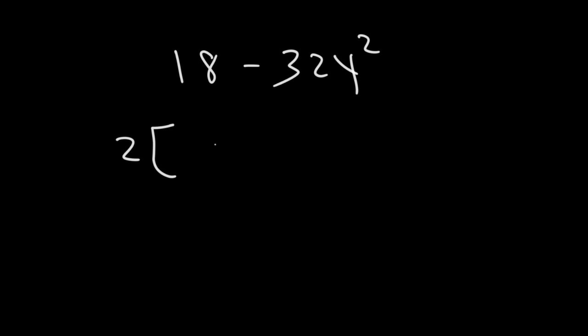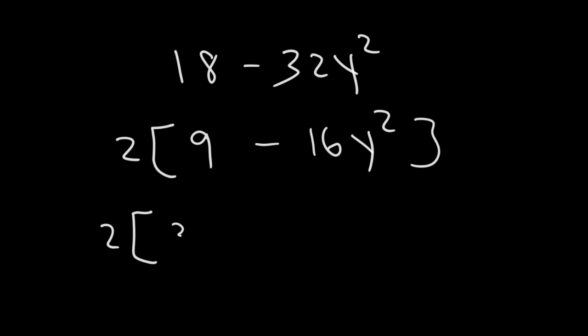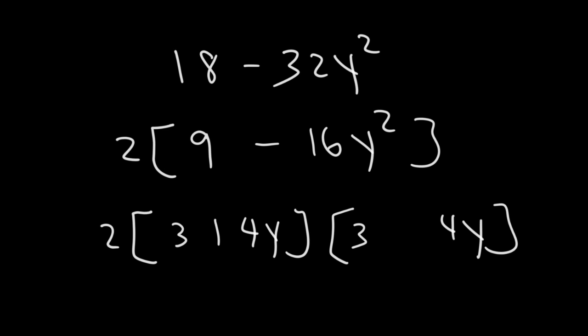For the sake of practice, let's try a similar example. Go ahead and factor this one, 18 minus 32y squared. So what is the GCF between 18 and 32? Well, for one thing, we could take out a 2. 18 divided by 2 is 9. 32 divided by 2 is 16. 9 and 16 are perfect squares. The square root of 9 is 3. The square root of 16 is 4. And the square root of y squared is y. So this is going to be 2 times 3 plus 4y times 3 minus 4y.